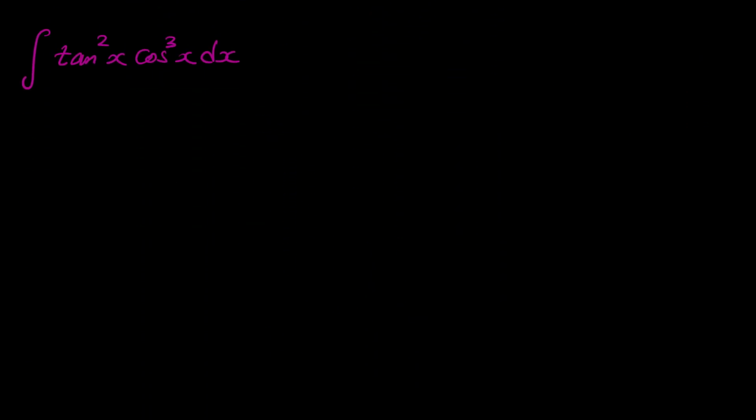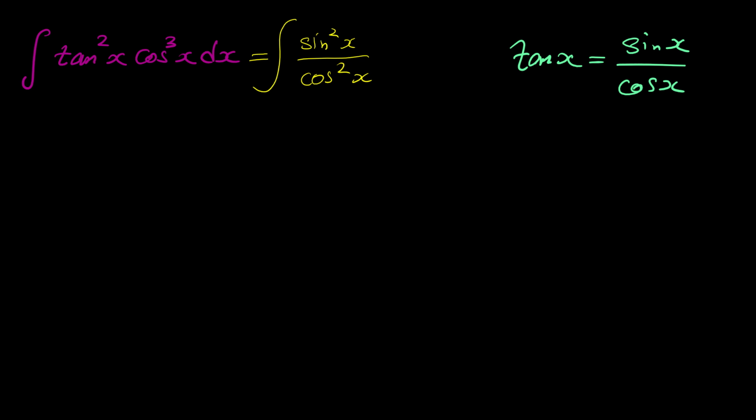Now look at this question. Maybe you wonder why I have included this example here. This is tangent. But attention, tangent is related to sine and cosine. We remember that tangent of x is basically sine of x over cosine x. So immediately we can write this as the integral of sine squared over cosine squared times cosine cubed x dx. Now we can simplify: cosine cubed with cosine squared from the denominator, cosine squared from the numerator cancels, and one cosine in the numerator remains. So this equals the integral of sine squared x times cosine x dx.